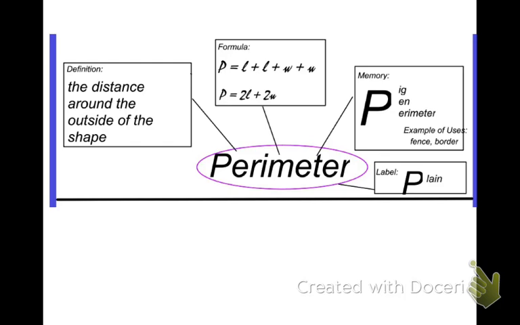One way to remember that perimeter is the distance around the outside is like thinking about a pig pen, where you're needing a fence to go around the outside of that shape. P for pig pen, P for perimeter. And the label will always be just a plain label, like feet or meters.